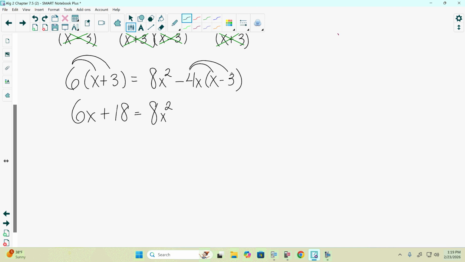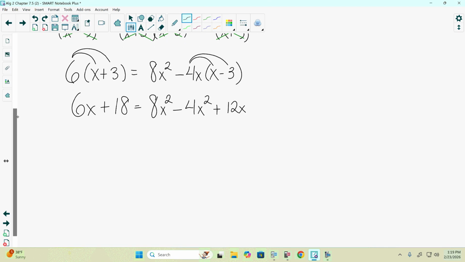But here we're going to distribute that negative 4x. Negative 4x times x is going to give us negative 4x squared. Negative 4x times negative 3, the negative and negative make a positive. 4 times 3 is 12, and we still have our x.